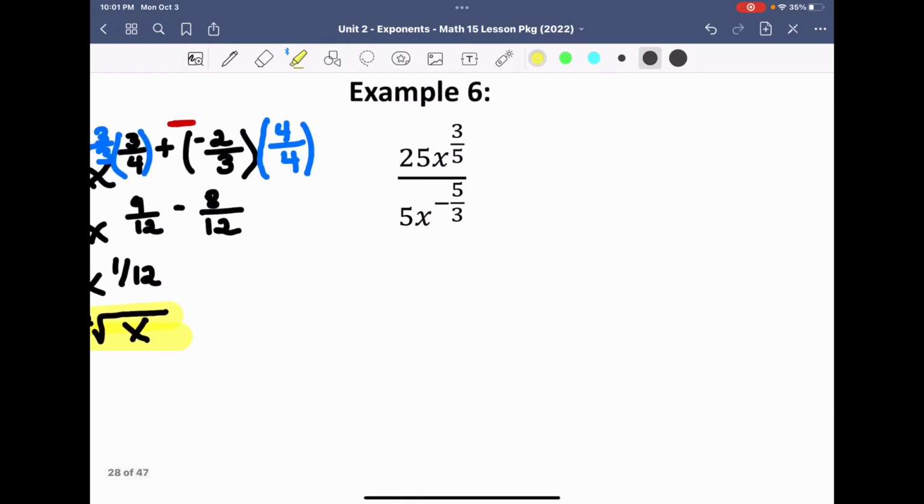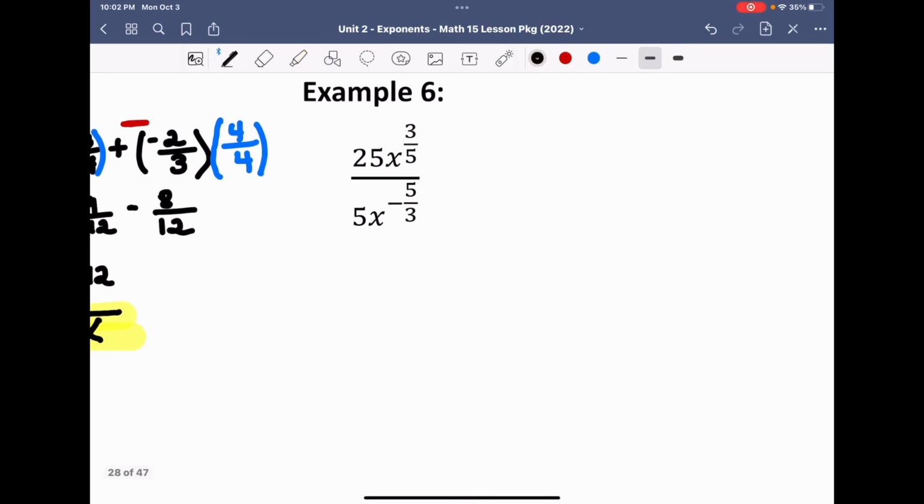All right, jumping over to example 6. Instead of multiplication and having the product rule, now I have the quotient rule. This is equal to, well, the 25 and the 5 do not have any connection to our exponents. So we can use standard division here. 25 over 5 is 5. And now I'm left with x to the, well, these exponents are going to be subtracted because we have the quotient rule. 3 over 5 minus a negative 5 over 3. Yet again, we're thinking, okay, we have to make an LCM here. So the lowest common multiple between 5 and 3 is 15, meaning I have to multiply my left hand by 3 over 3, my right hand by 5 over 5.